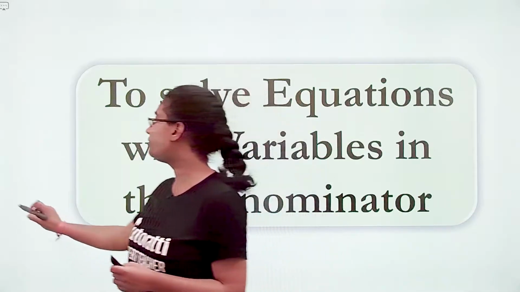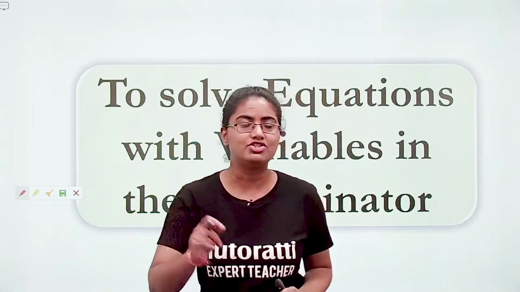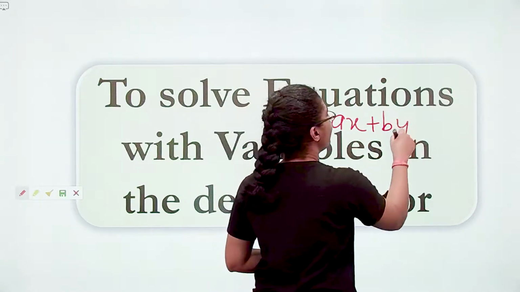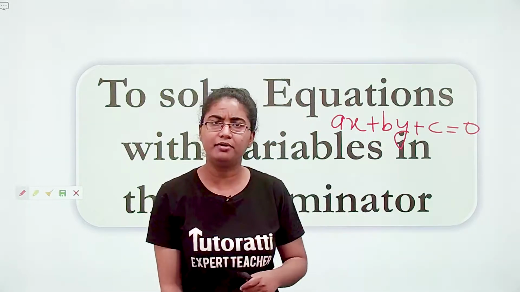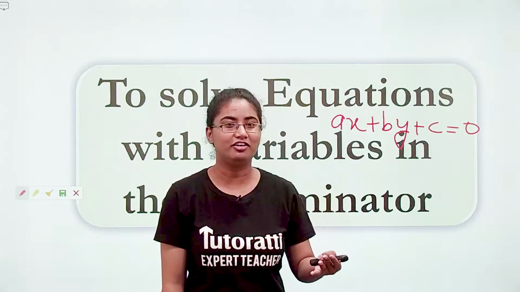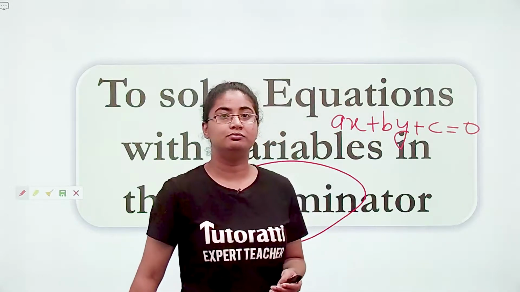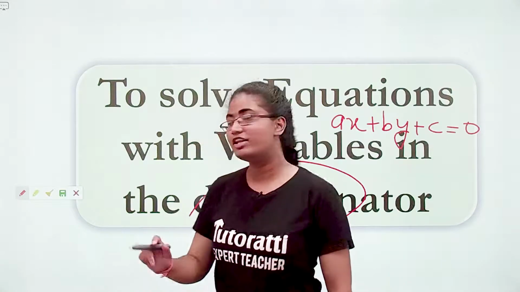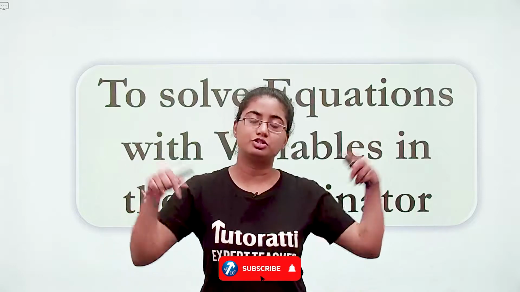अभी तक हमने जो भी equations देखे, they were in a very standard format. That standard format went something like ax plus by plus c equals to 0. यही था. So we had our variables in the numerator. What if I shift the variables to the denominator? ऐसा क्यों करना है? Sometimes आ जाता है. Let us try to see how do we solve if we have our variables in the denominator.